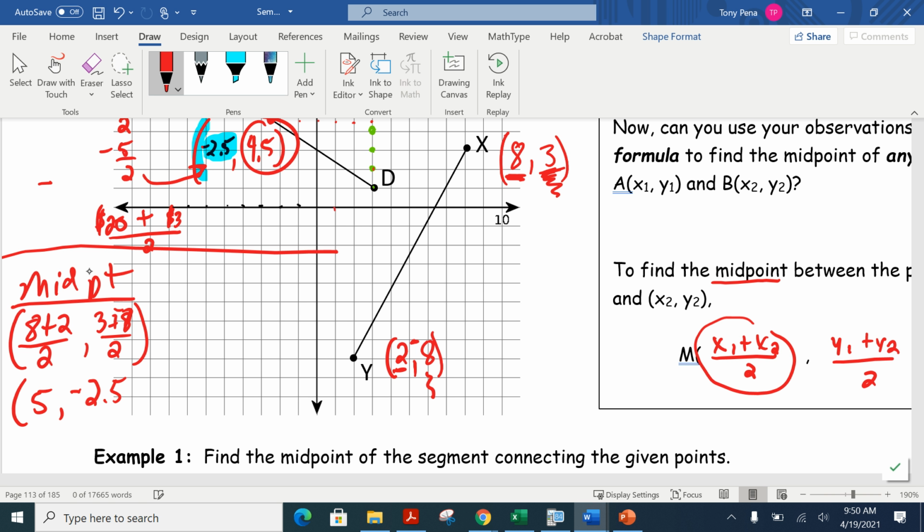All right, so now let's plot that point. 1, 2, 3, 4, 5. 1, 2, and a half. Notice how it lands on the line. Does that appear to be smack dab in the middle of those two points? Yeah. So that's our midpoint formula.